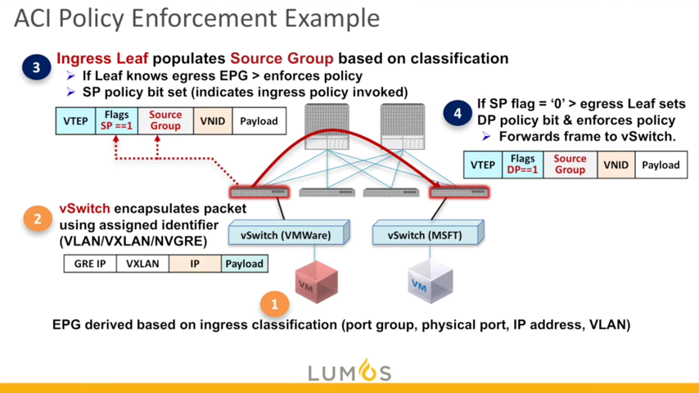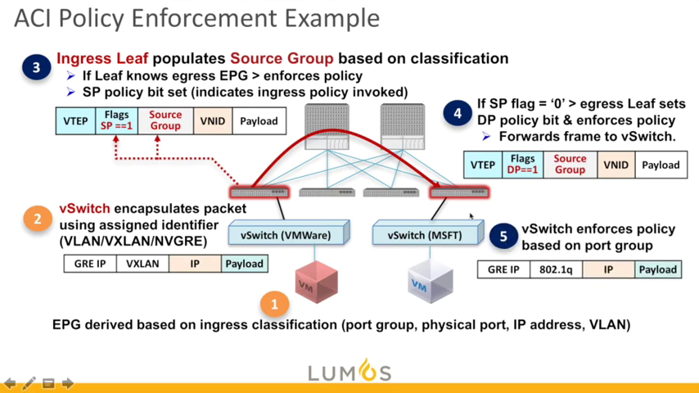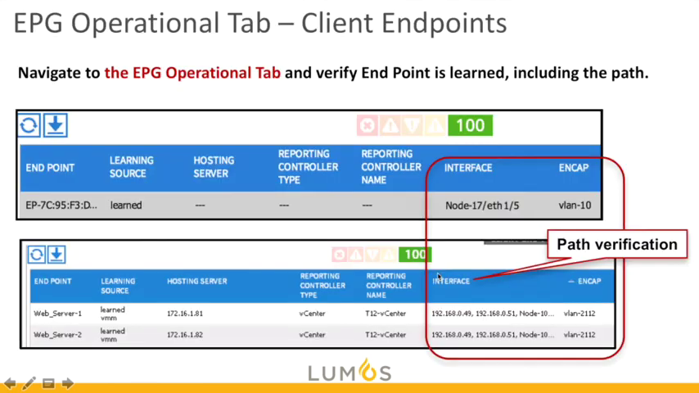The packet gets forwarded. If the SP flag is set to 0, the egress leaf sets the DP policy bit and enforces policy on egress. And then we forward the frame to the local vSwitch. In this case, we're forwarding it down to the Microsoft virtual switch under 802.1q, and then the Microsoft virtual switch strips that header and forwards it to the VM. We can check out client endpoints. We can go to the EPG operational tab, and we can verify that endpoints are learned, including the path, so what interface it's being learned on, and the encap.